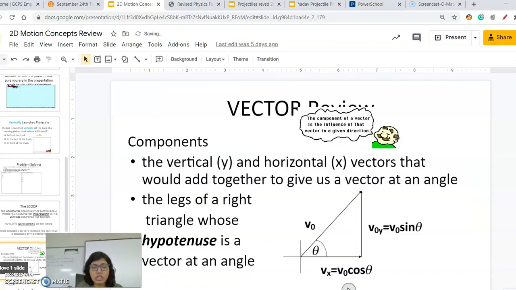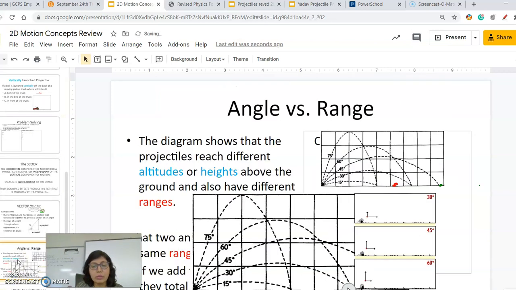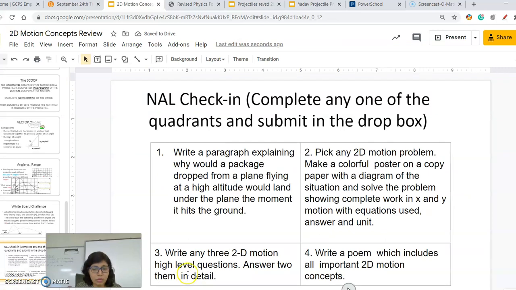Mention in your answer which quadrant you're working with, what you're comfortable with. And the last one is write a poem which includes all the 2D motion concepts. Those who are writers, if you think you're good at that and that's your ability, try doing number 4. Just pick one which you're comfortable with, work on that, turn it in the box. The drop box is there for the NAL check-in.